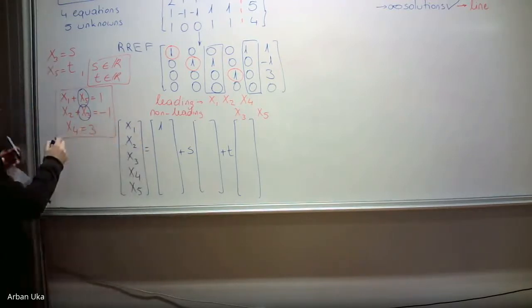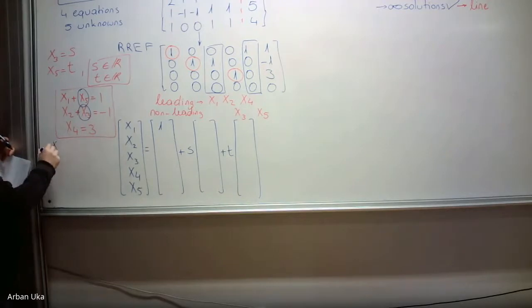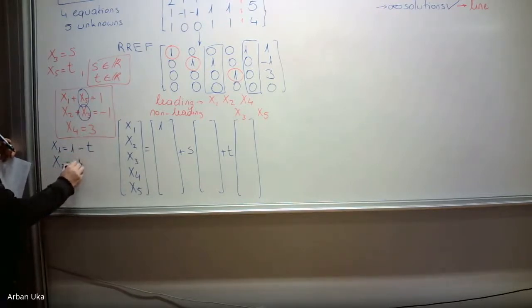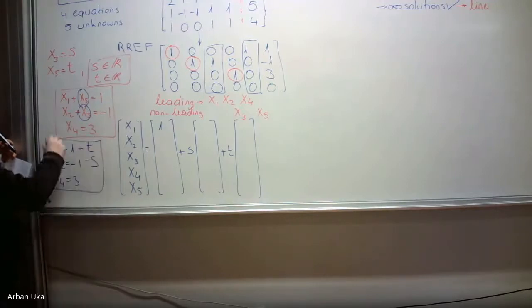Maybe it's better if we do it like this. From this expression, we can say x1 is equal to 1 minus x5, which is minus t, right? x2 is equal to minus 1 minus x3, which means minus s, okay? And x4 is equal to 3. So let's have a look at these equations here.